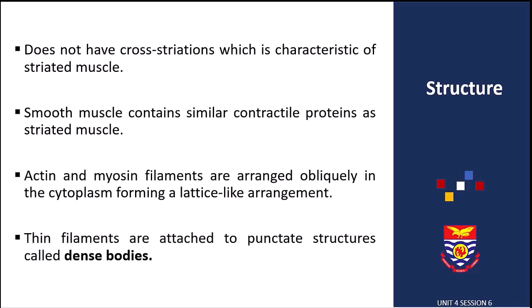These thin filaments are attached to punctate structures called dense bodies, and these dense bodies are located at multiple locations within the cytoplasm and attached to the plasma membrane. The dense bodies therefore function as the Z-lines of striated muscles.